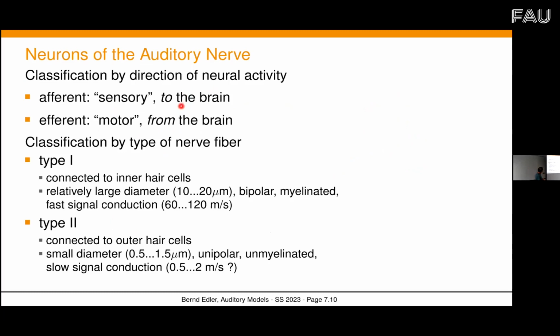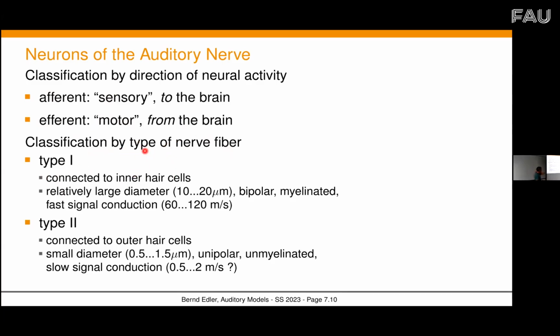Okay, here is a little bit of summary. Neurons can be classified once by the direction of the neural activity, if they are carrying the information to the brain. That's also called sensory, because they capture some information and carry it to the brain. Or if they are going from the brain, they are efferent, also called motor cells, because they often, for example, control muscles. Another way to classify nerve fibers is by their structure.